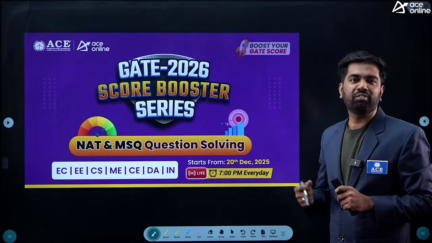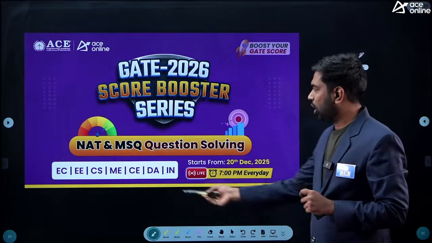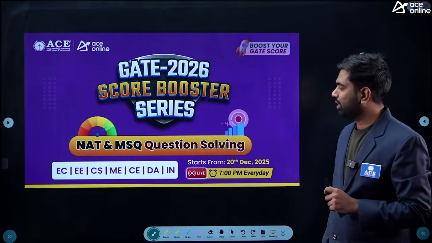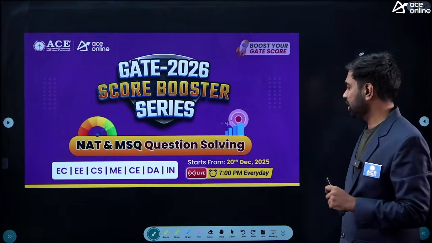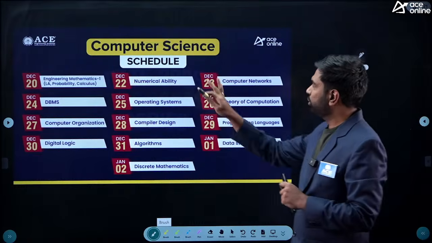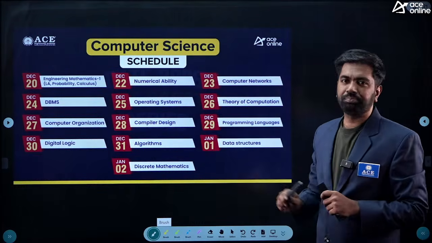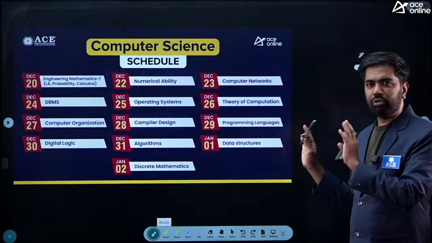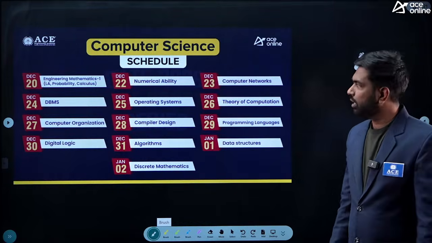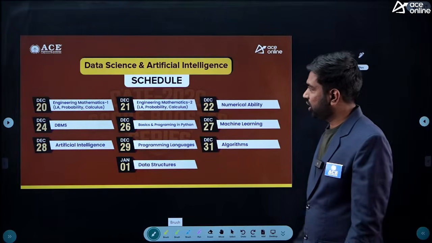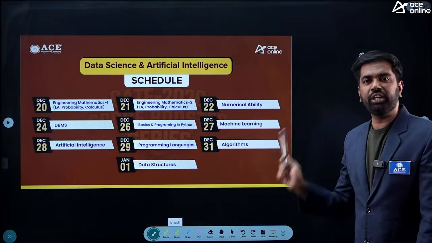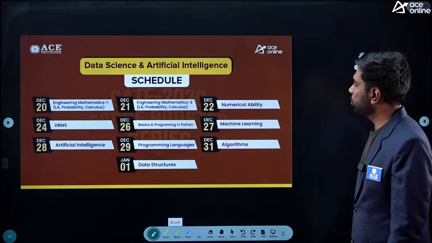It's starting from today, where we solve NAT and MSQ questions. These are the branches: EC, electrical, computer science, mechanical, civil, data science and instrumentation. Every day it is from 7 p.m. onwards. For computer science, this is the schedule. You have to follow this. You can see all the subjects are covered here. For data science and artificial intelligence, this is the schedule. Again, all the subjects are scheduled here. Please go through it.